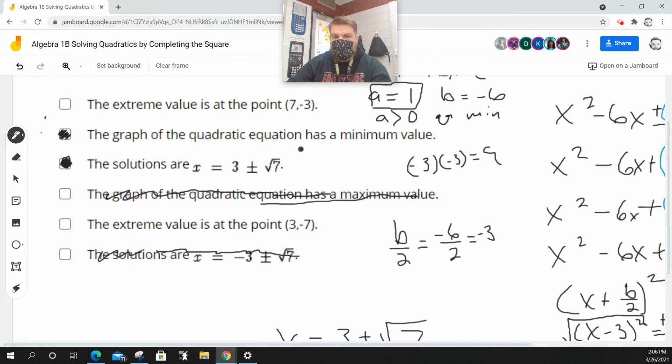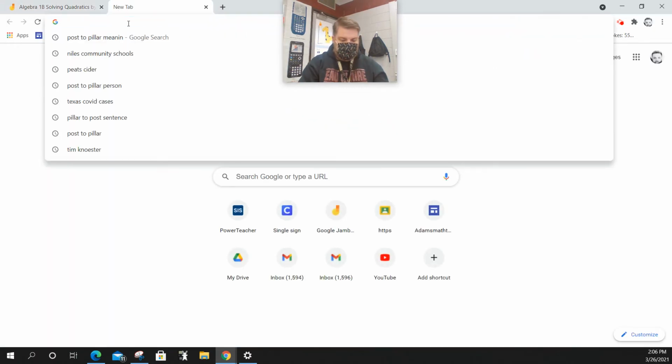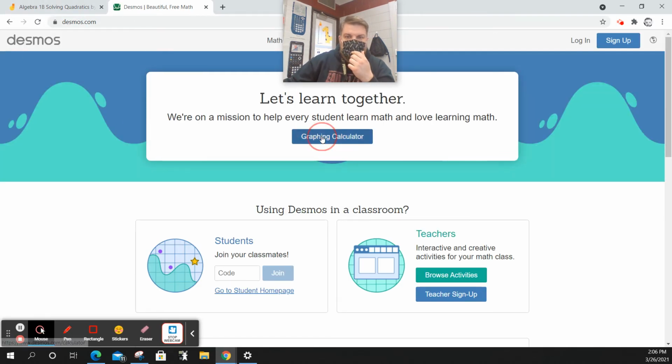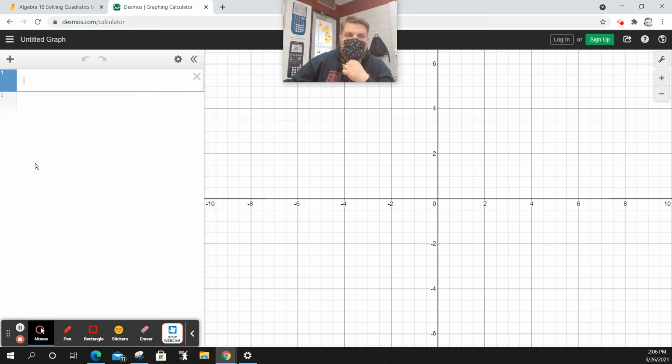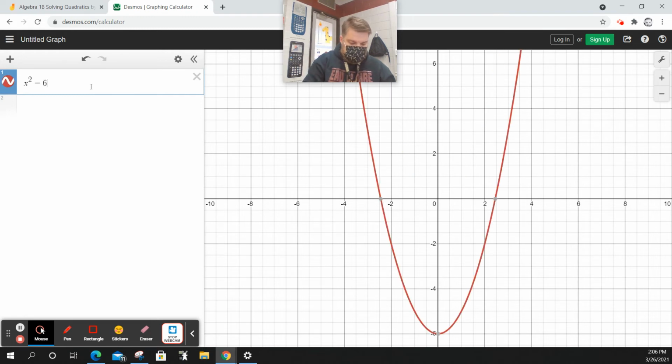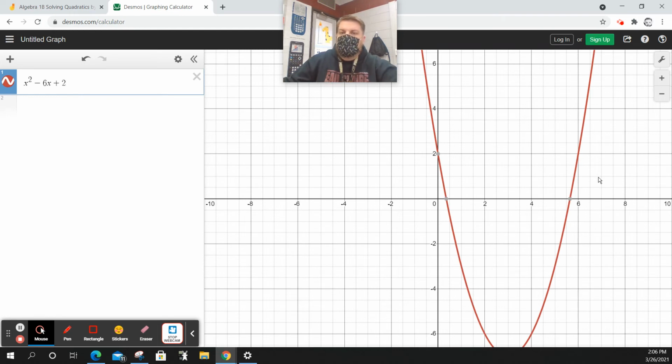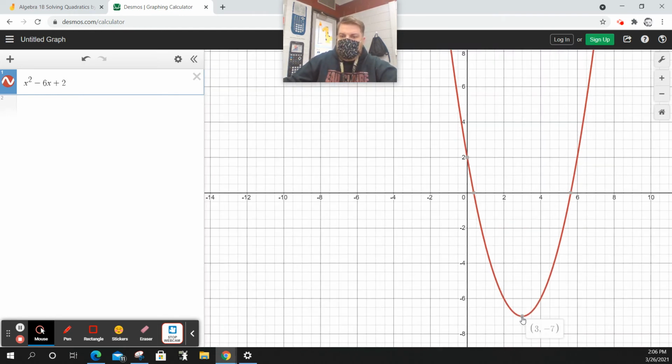So now we've got to determine what the vertex is. So it's either 3, 7 or 7, negative 3. Well, I'm just going to graph it. So another thing, we've been using our calculators a lot, but another nice program is Desmos. And Desmos is pretty cool because I could just graph the equation and see where it crosses the y-axis. So if I say x squared minus 6x plus 2, this is what I'm looking at. What's this right here? Oh, 3, negative 7.